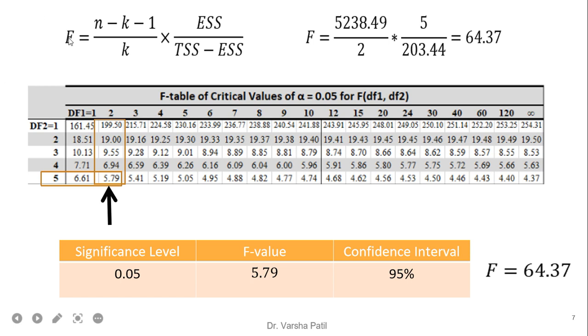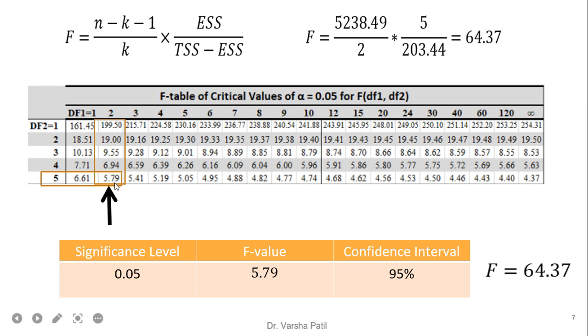This is the formula for F test. When we put all the values from the table, we are getting the value as 64.37. Now here we require to take two degrees of freedom. First is for numerator and second is for denominator. For numerator, that is nothing but the number of independent variables, therefore it is 2, and for denominator it is n minus k minus 1, which is equal to 5.